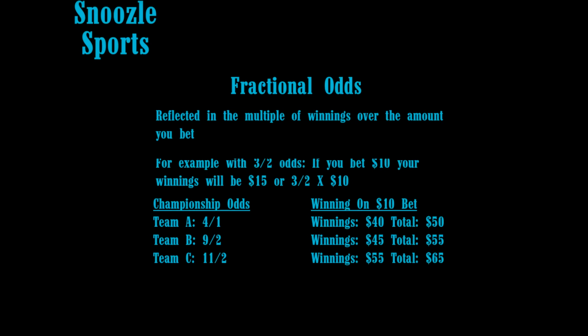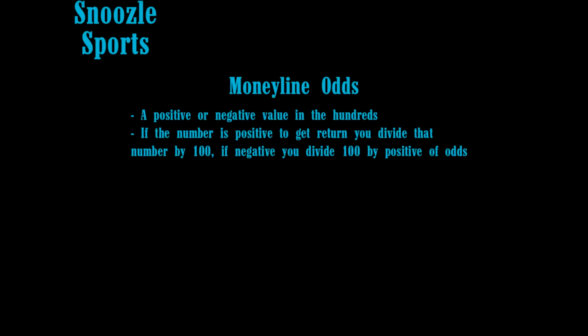So these are a fairly easy way to calculate them. Basically, just multiply how much you bet times what the odds are. And if you need a calculator, on your betting tab, it'll also show you how much you win.